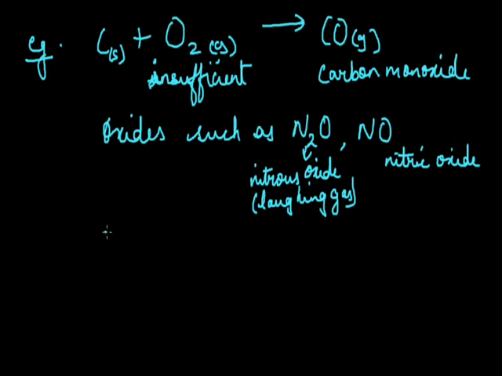Another example is water itself. Water is the oxide of hydrogen and it is also neutral. So these are some examples of neutral oxides. We can say that they do not turn red litmus blue nor do they turn blue litmus red. They have the property of being neutral. These were some examples of the oxides formed by non-metals.